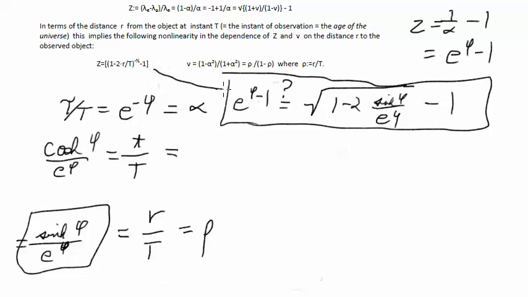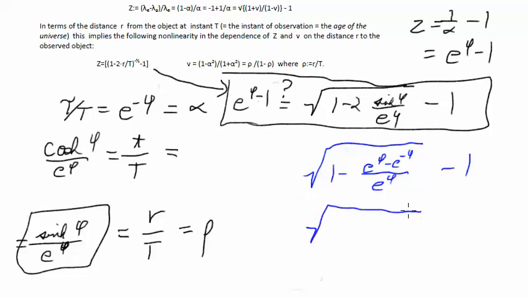That comes from there. Z is e to the phi minus 1. So sinh phi is e to the phi minus e to the negative phi over 2. So 2 over 2 cancels out. We're left with e to the phi over e to the phi. 1 minus that square root is going to be minus 1. It's going to be the square root of 1 minus e to the phi over e to the phi, which is 1.